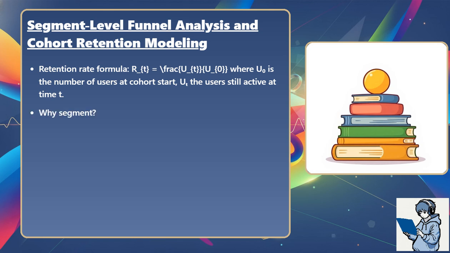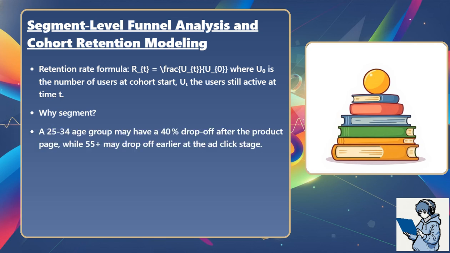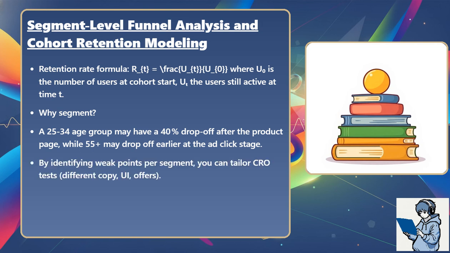For example, a 25 to 34 age group may have a 40% drop-off after the product page, while 55 plus may drop off earlier at the ad click stage. By identifying weak points per segment, you can tailor CRO tests, different copy, UI, offers. Actionable insights. 1.